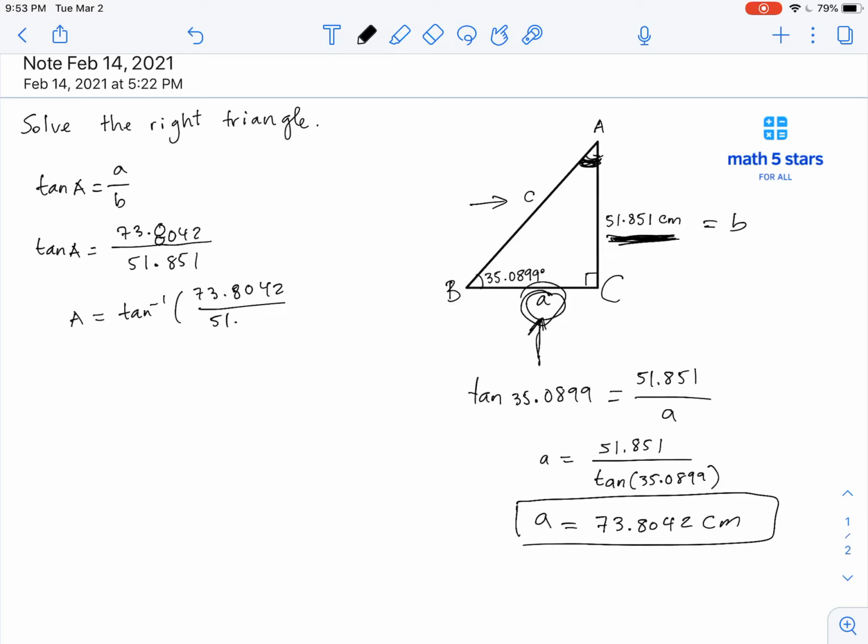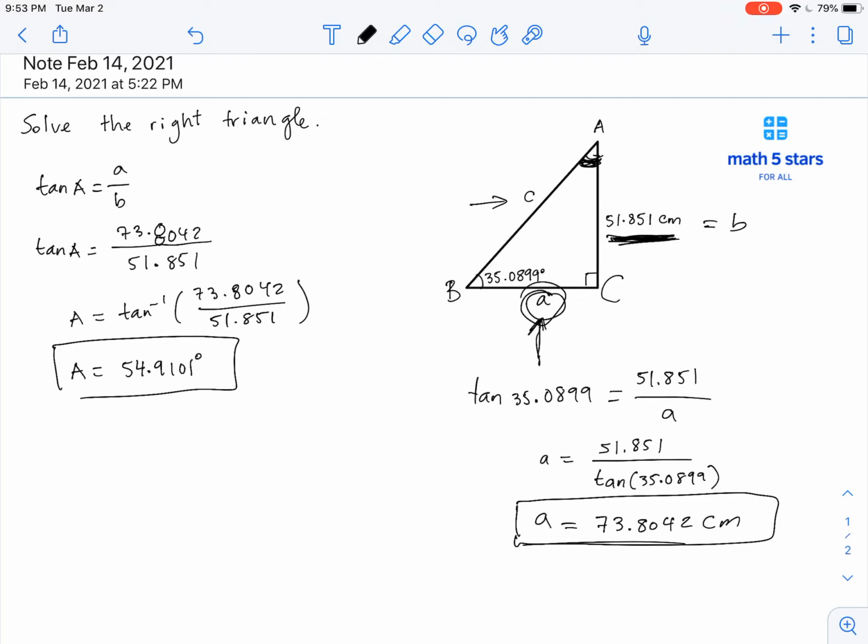From here, to find the angle A, we just do the inverse tangent, and the rest is just about plugging into the calculator, making sure that you are plugging in the correct values, because if you don't, you get some weird answers. If you plug in right, you should get this angle right here. So now we know side A and angle A.